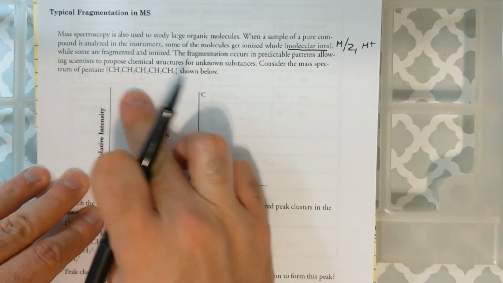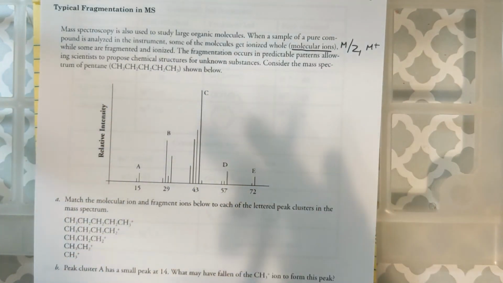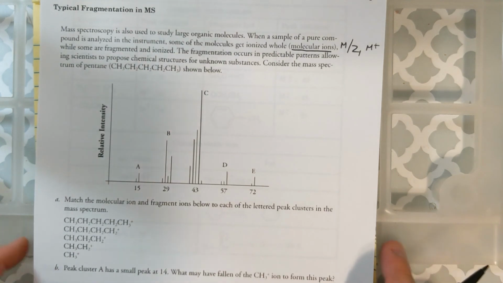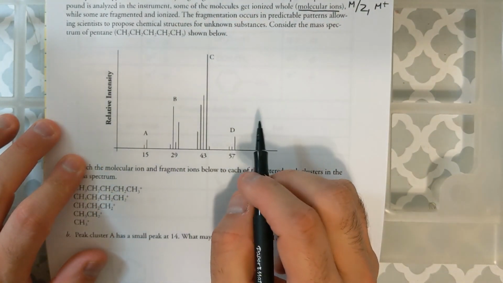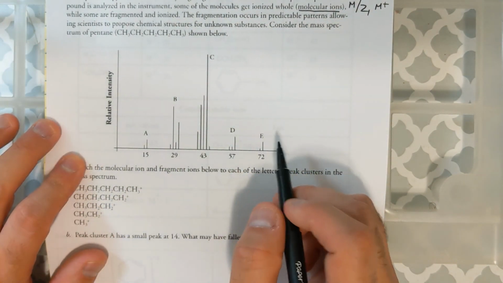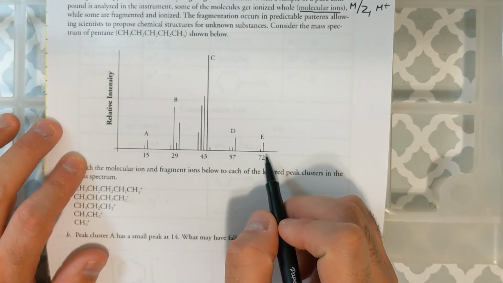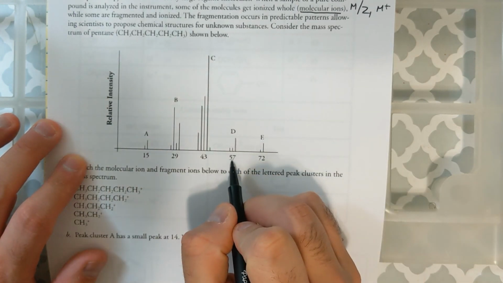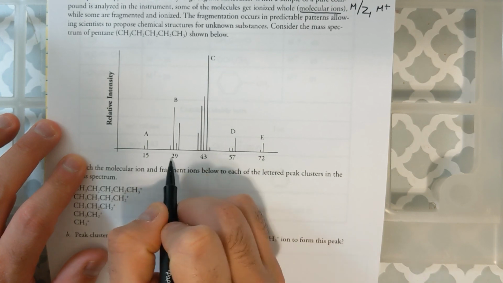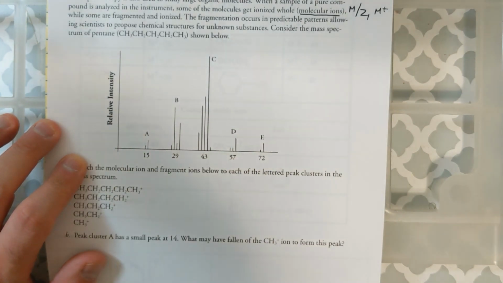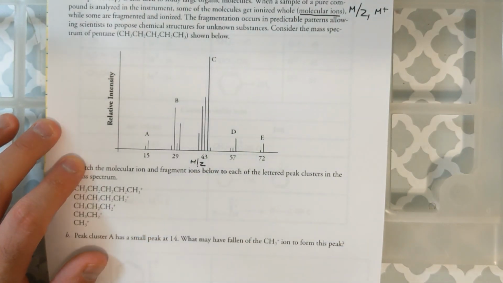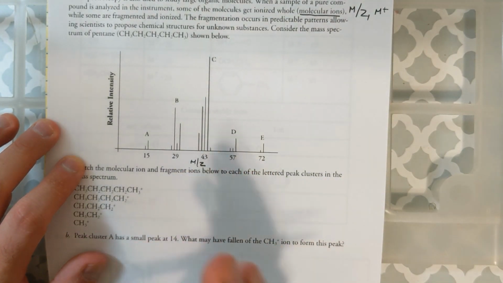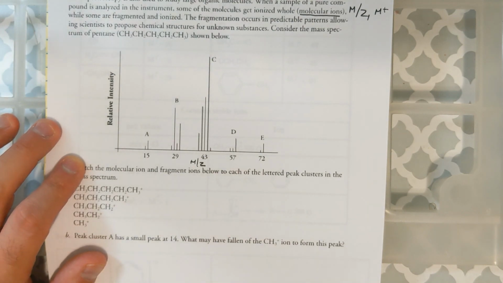The fragmentation occurs in predictable patterns, allowing scientists to propose chemical structures for unknown substances. Consider the mass spectrum of pentane. All right, so here is the bread and butter of how to read mass spectra. We're going to see a bunch of different lines which correspond to different fragments, okay? So we have masses here. This is a mass peak of about 72, peak of 57, peak of 43, peak of about 29, peak of about 15, okay? This is the M over Z ratio.